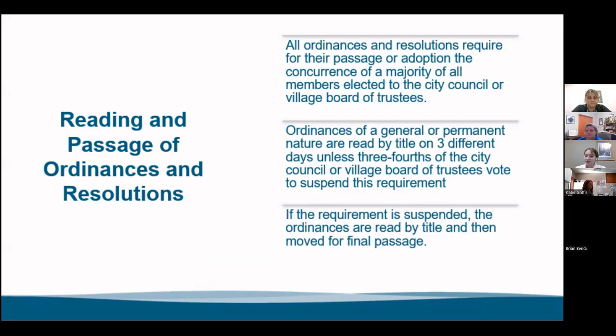Ordinances of a general or permanent nature are read by title on 3 different days unless 3/4 of the city council or village board of trustees vote to suspend this requirement. If the requirement is suspended, then the ordinance is read by title and then moved for final passage. So it's very important to keep track of that timeline when you are looking at that 6-month period that you have to adopt these maps, as you don't want to just be introducing it at the very end and you only meet on a monthly basis, and then it'd be 3 more months until it can get passed if you don't waive the reading rule.